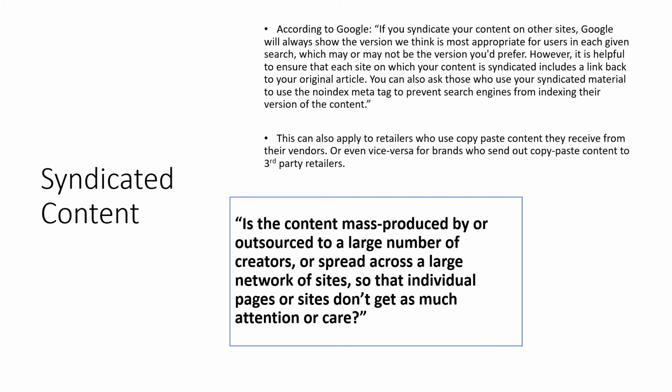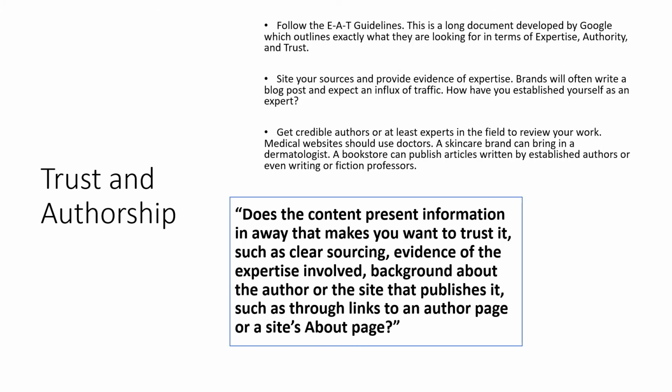Okay. So then we go into trust and authorship. Essentially, here you want to follow the EAT guidelines, which is a document developed by Google outlining exactly what they are looking for in terms of expertise, authority, and trust. Essentially, what you want to do, and this is what they recommend: cite your sources, provide evidence of expertise.